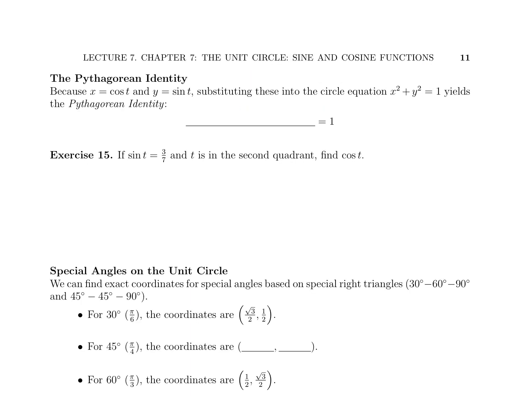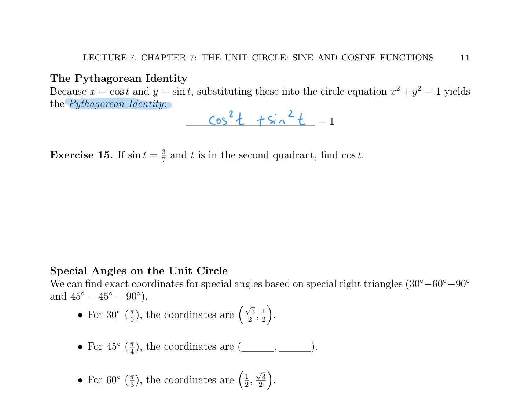All right, because x is equal to cosine of t and y is equal to sine of t, substituting these into the circle equation, x squared plus y squared equals 1, yields the Pythagorean identity. So this is the Pythagorean identity, which is going to be very useful for us moving forward. If you substitute cosine into x and sine into y, you get this equation, which is cosine squared plus sine squared is equal to 1.